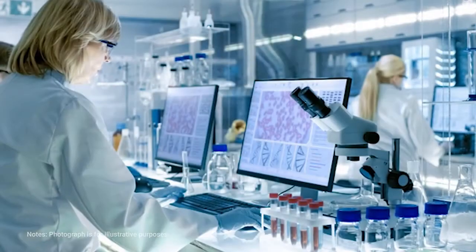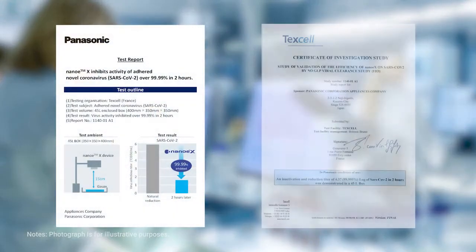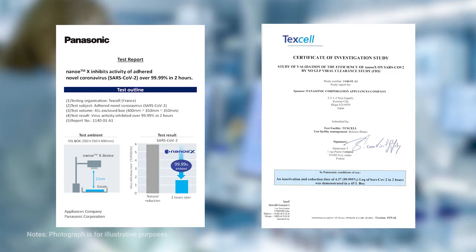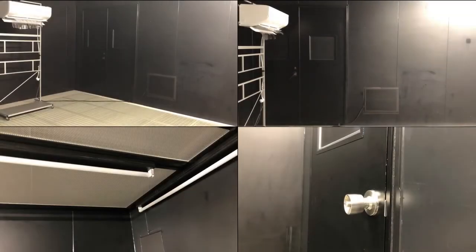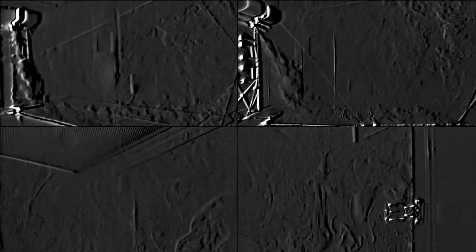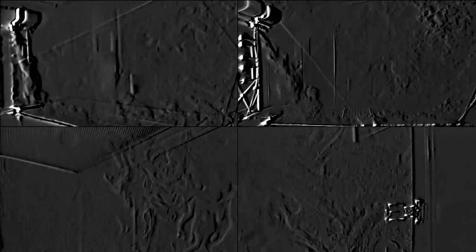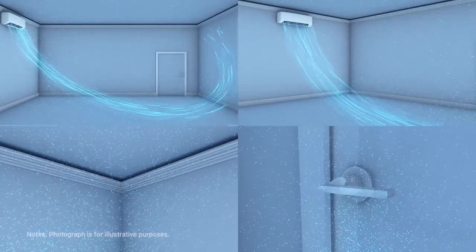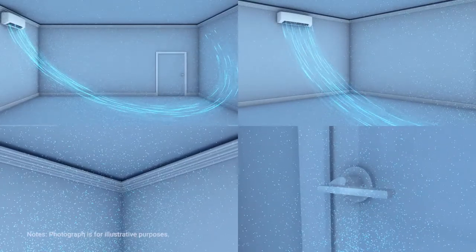According to verification by a prestigious European testing organization, nanoe inhibited 99.99% of adhered novel coronavirus activity on gauze in a 45-liter box in 2 hours. So how about the real world? Let's see how nanoe is distributed from a Panasonic air conditioner into a room. The airflow of the air conditioner distributes nanoe throughout the room. You can see that the nanoe is reaching the doorknob in every part of the room.